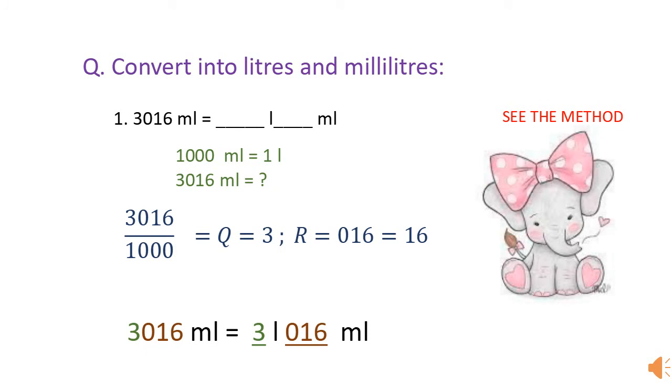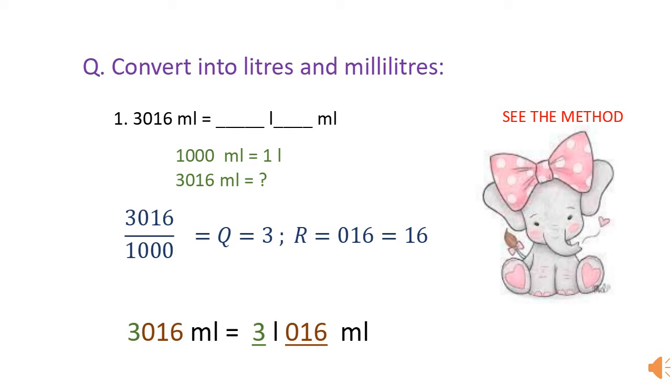Now see this question. Very, very important. Convert into liters and milliliters. The question given is 3016 milliliters is equal to how many liters and how many milliliters. Now as you know, 1000 milliliters make 1 liter.